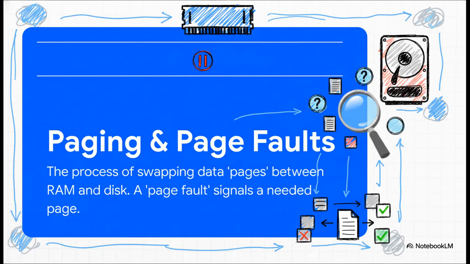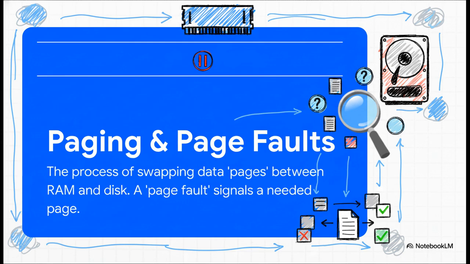The actual process of doing this is called paging. The computer breaks up all that data into little bite-sized chunks called pages. When your CPU needs a page that's not currently in the fast RAM, it creates something called a page fault. Now, I know fault sounds like an error, but it's not. It's perfectly normal. It's just a little note to the operating system that says, hey, can you go grab this page from the hard drive for me?